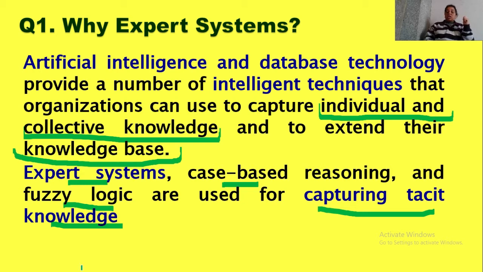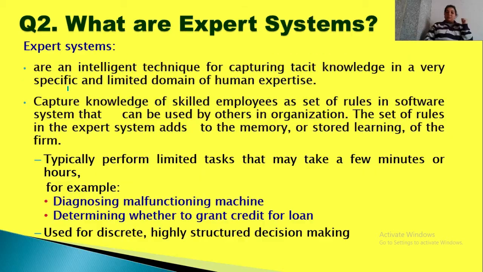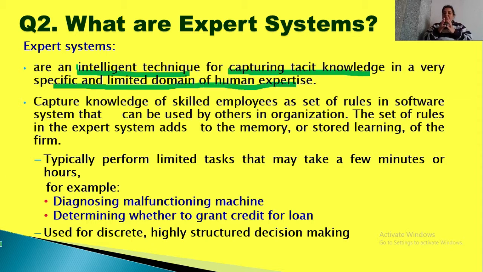And today we'll be talking about expert systems. So what are expert systems? They are an intelligent technique which captures tacit knowledge in a very specific and limited domain of human expertise. Whatever can be done through human expertise in a limited domain is computerized through expert systems by capturing all the tacit knowledge about that particular domain or area.